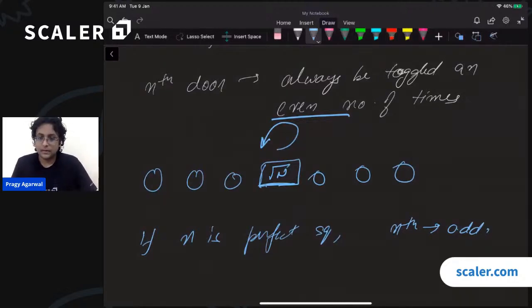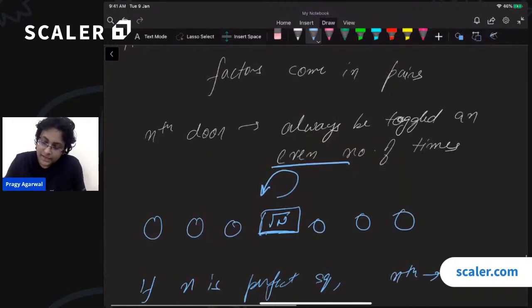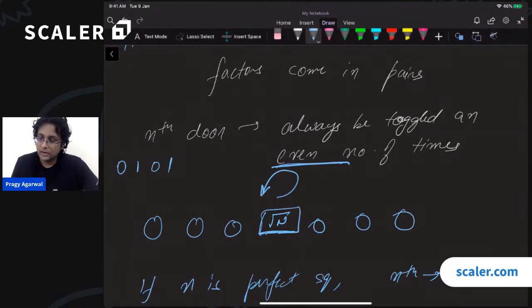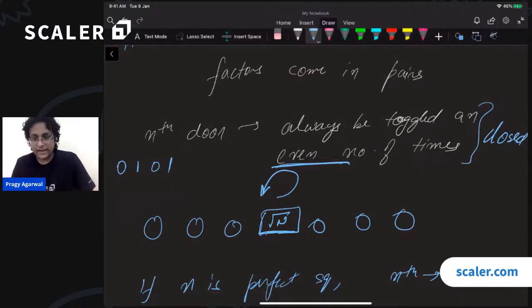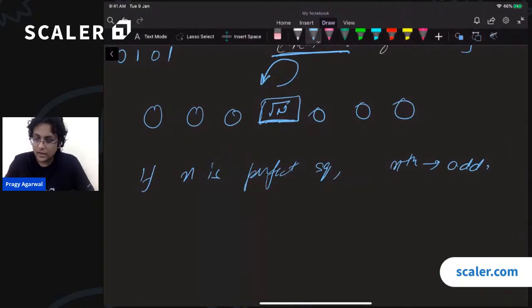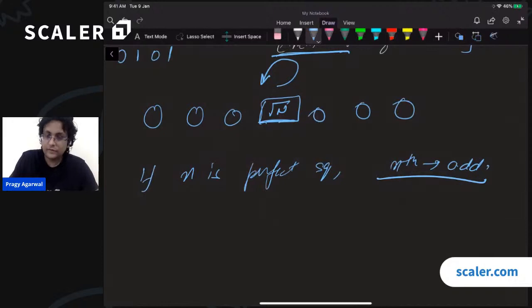Yes. All right. Cool. So what happens if you toggle a door an even number of times? Initially, it was closed. Then it became open. Then it became closed. Then it became open. If we do this an even number of times, what will the end state be? It will be closed, because we started with closed and toggled it an even number of times. On the other hand, when n is a perfect square, we will toggle it an odd number of times. So what will be the final state? We started with closed, we move to open, we move to closed. Since we will do this an odd number of times, the final state will be open.